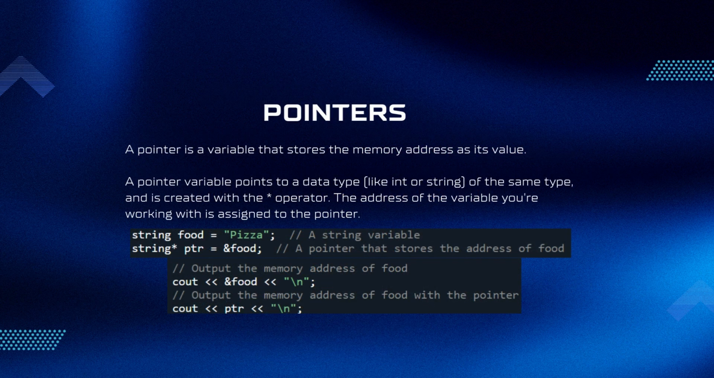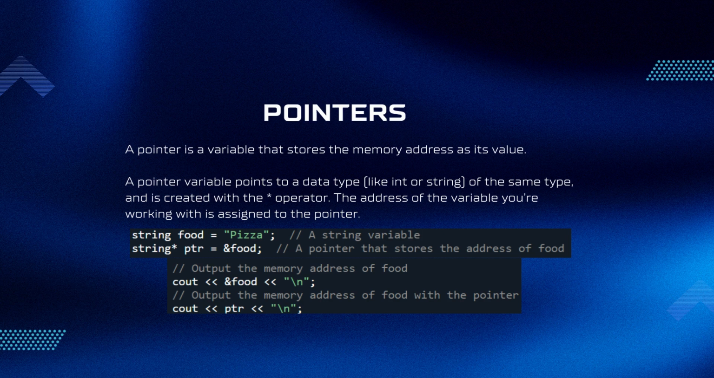A pointer is a variable that stores the memory address as its value. A pointer variable points to a data type, like int or string, of the same type and is created with the asterisk operator. The address of the variable you're working with is assigned to the pointer. Look at this example where we have a string variable and a pointer variable by using the asterisk sign, star.